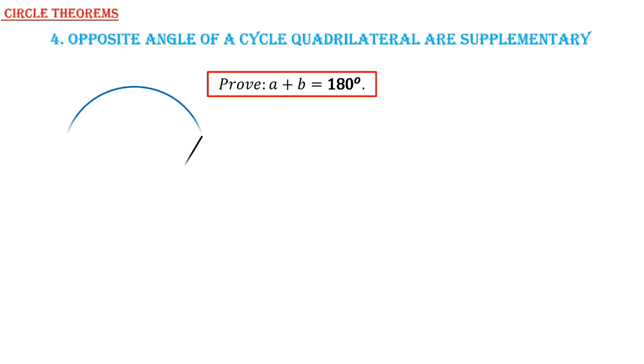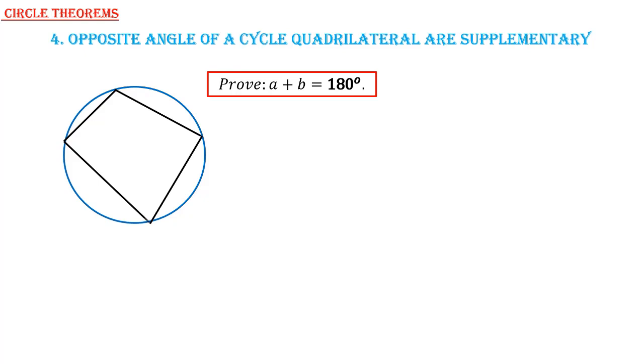Our next theorem, that's the fourth theorem. Opposite angles of a cyclic quadrilateral are supplementary. So we are going to prove why A plus B is equal to 180 degrees. And we know that supplementary angles add up to 180 degrees. Do you remember? So this is our A and B. And why are we saying that this A plus B is equal to 180 degrees? So we are going to apply theorem 1, angle at the center is twice the angle at the circumference, to prove this.